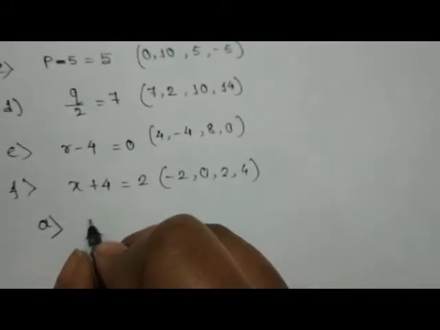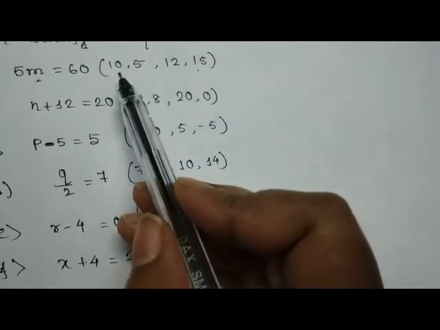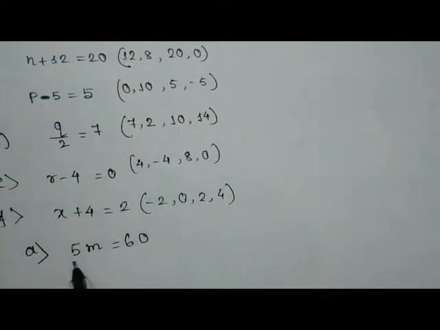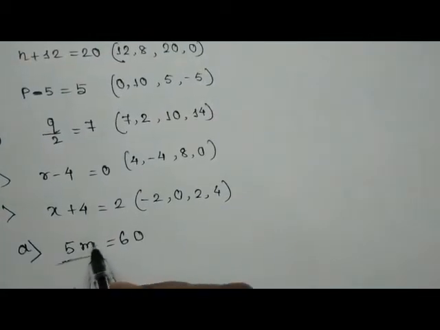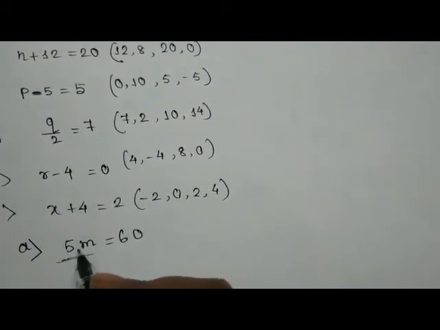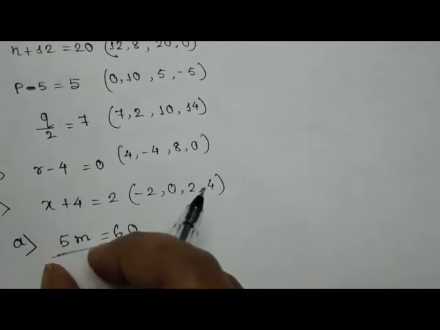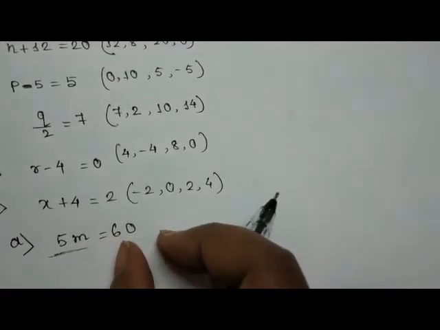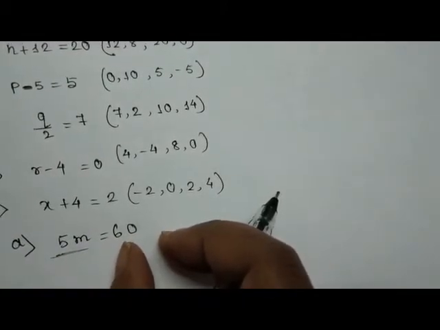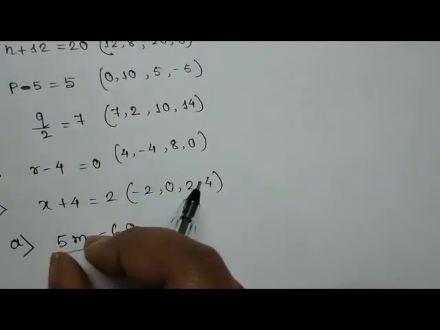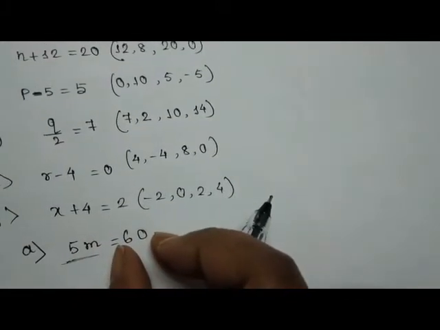In A part we have 5m is equal to 60, and in the bracket first we have 10. So on the left hand side we will put the value of m, and if the value matches with the right hand side, then we can say that this is the solution of the given equation. This is the left hand side and this is the right hand side.